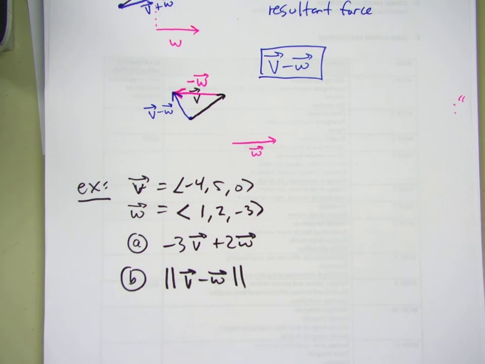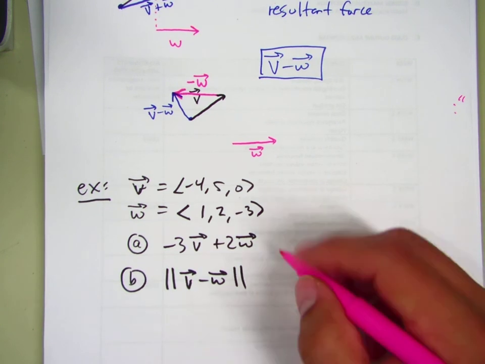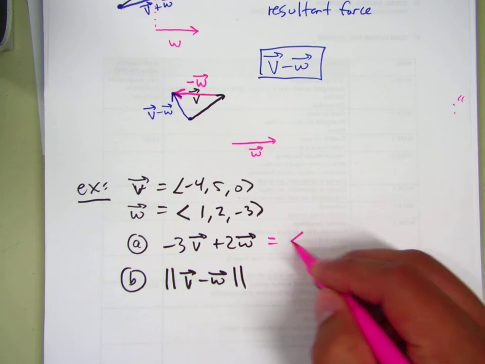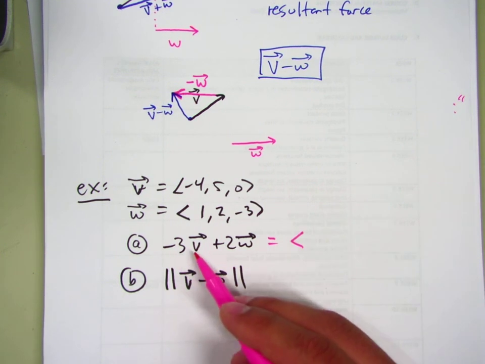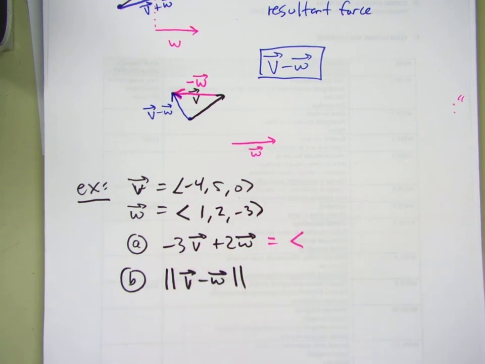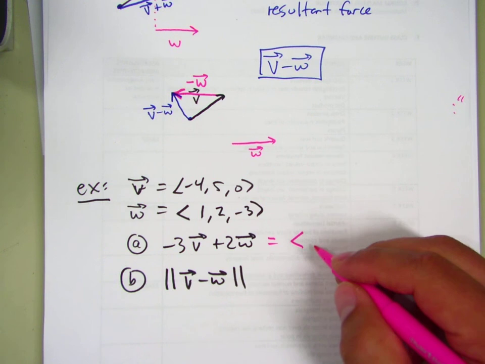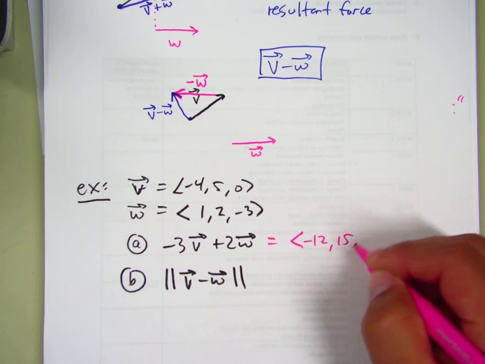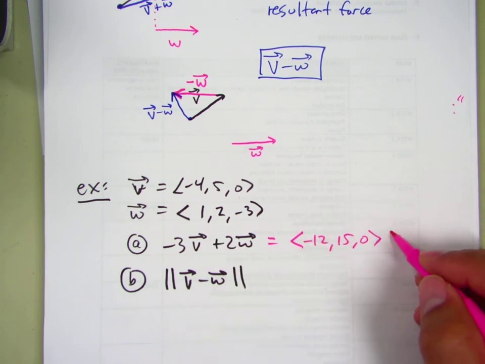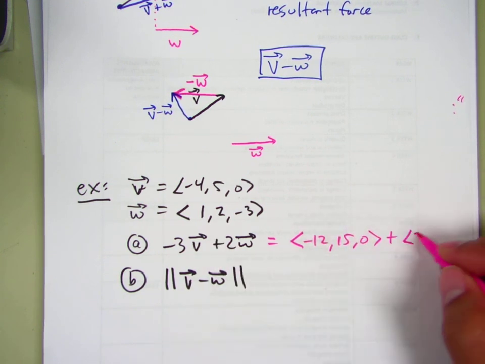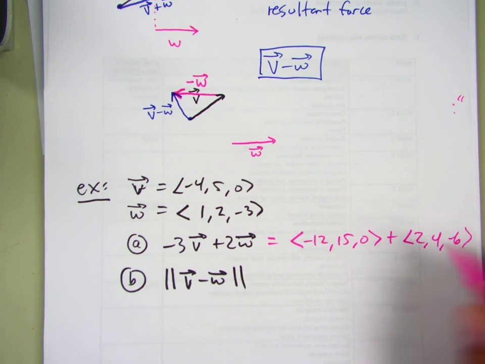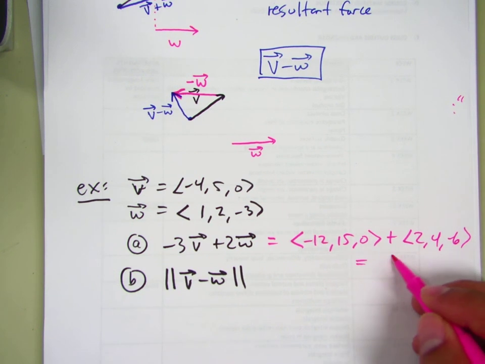Okay, so here, negative 3 times V is exactly what it sounds like. You just multiply negative 3 into V. Here you just double W, so 2, 4, negative 6, and then you add. So your final answer is negative 10, 19, negative 6.